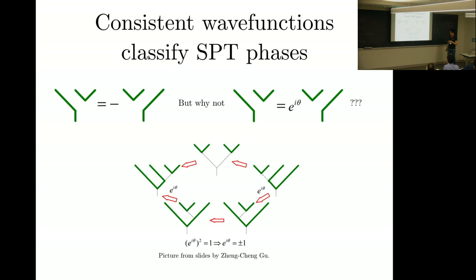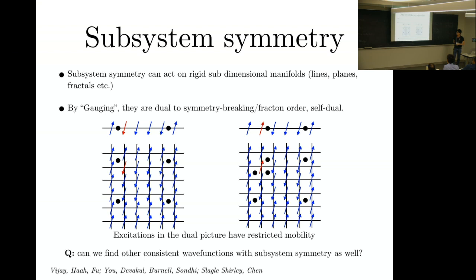On the other hand, lately in the fracton community, people have been studying subsystem symmetry. What are these? These are symmetries that can act on rigid subdimensional manifolds. For example, in 2D, you can have a spin system with line symmetry where you flip the spins on only one horizontal and one vertical line. It can also be planar symmetry, or it can also act on fractal sub-manifolds as well. By gauging or by some duality, people have shown that they're dual to symmetry-breaking versions of subsystem symmetry, or fracton order, or they also have self-duality.